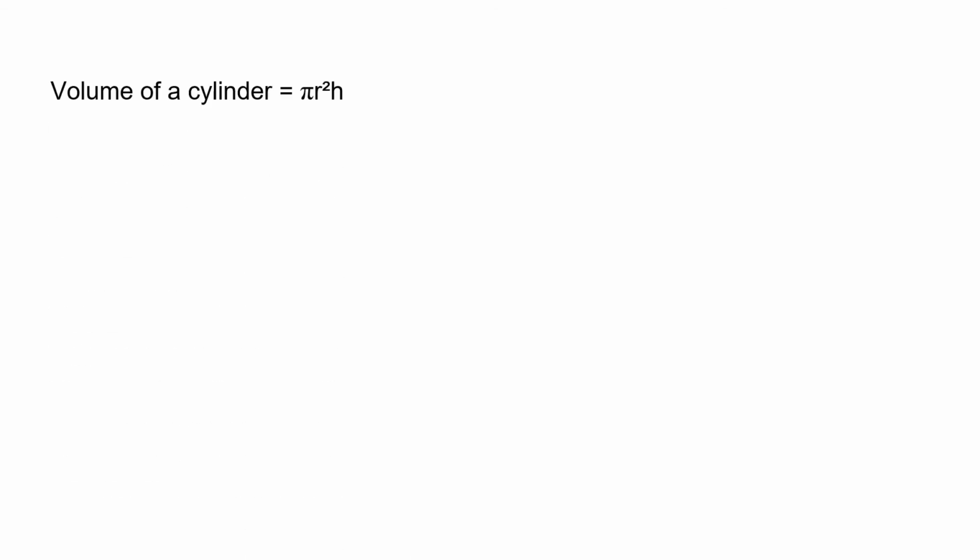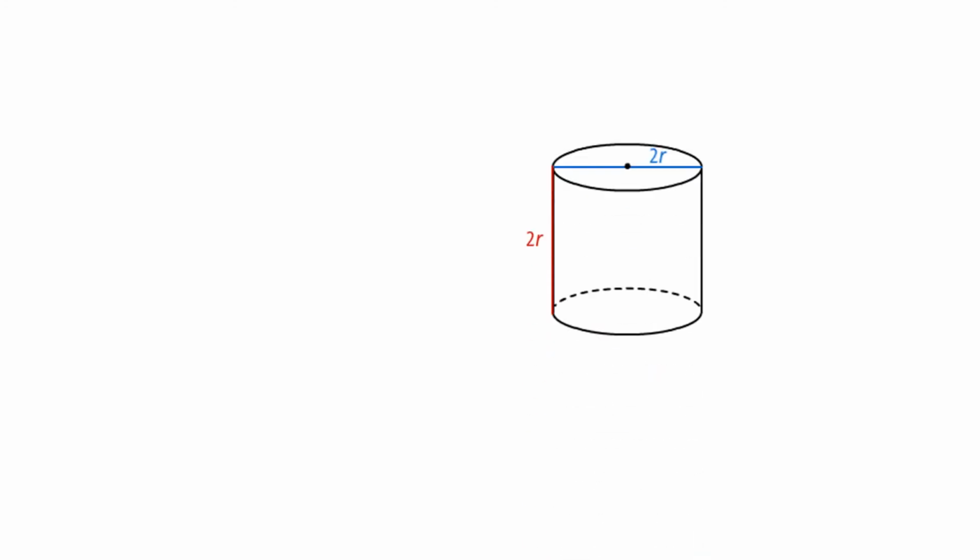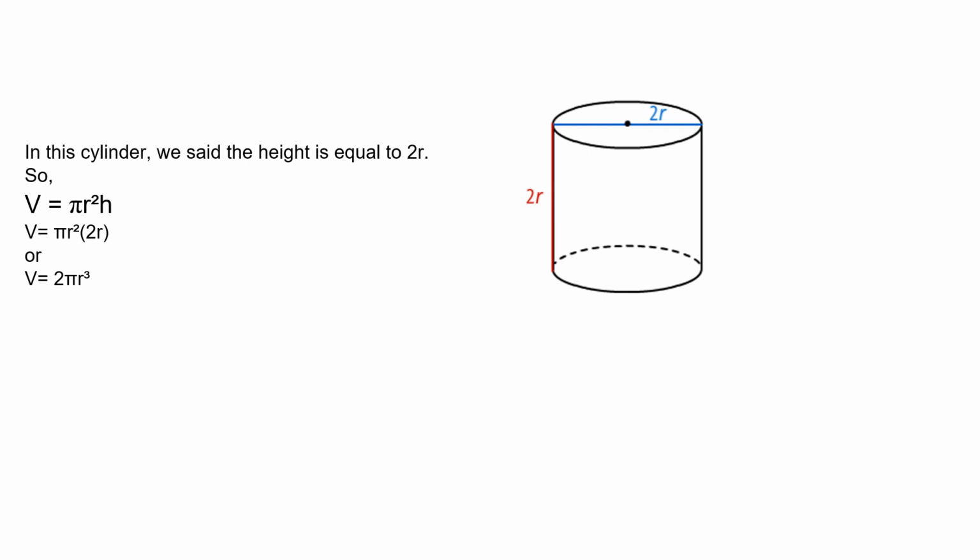To find the volume of a cylinder, we use pi r squared h. In this cylinder, we said the height is equal to 2r. So, V, our volume, equals pi r squared h, and in substituting 2r for h, we have pi r squared 2r, and when we simplify this a little bit further, we have the volume of this cylinder to be 2 pi r cubed.